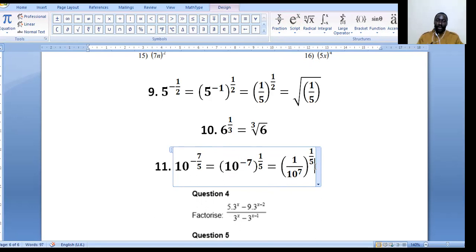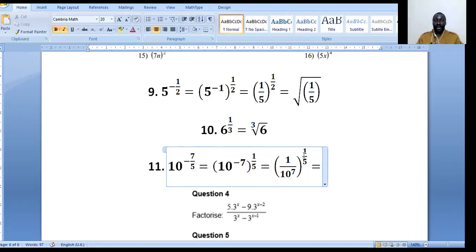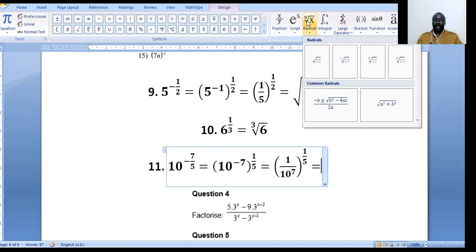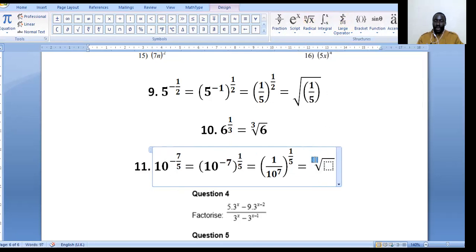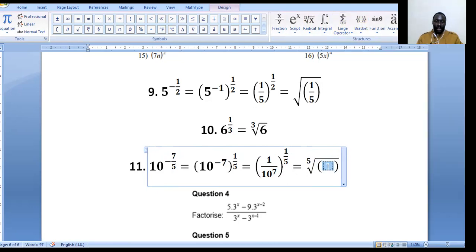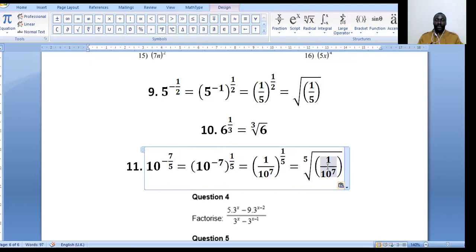And so the final answer will be the nth root of this. The n in this case is the 5, so we call this the 5th root. This will be the 5th root of 1 divided by 10 raised to power 7. So how do we write this? Well, we write it this way. The 5 will appear there, that means the 5th root. Then this one here stays inside the root sign. Let's put a bracket there to make the work look a lot more decent. And that's the final answer.